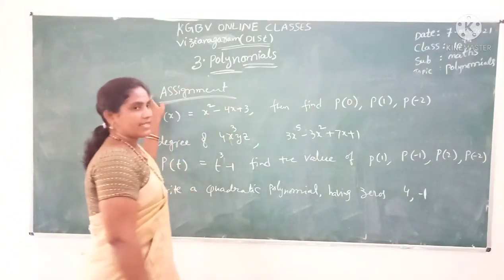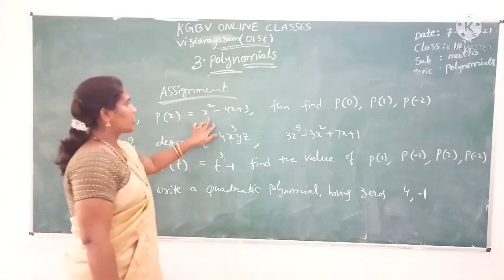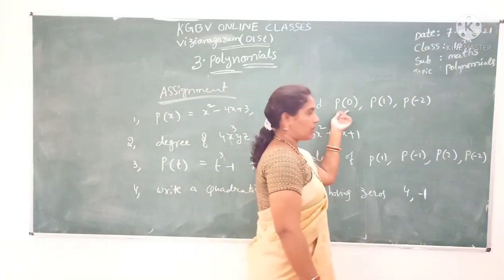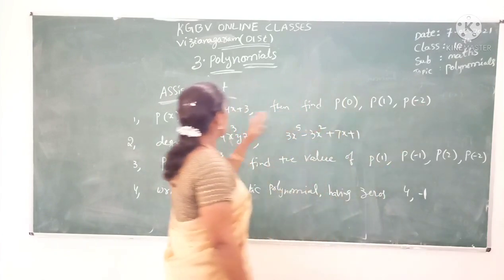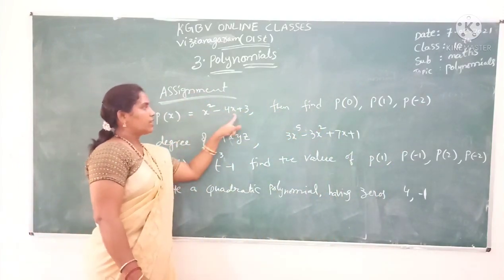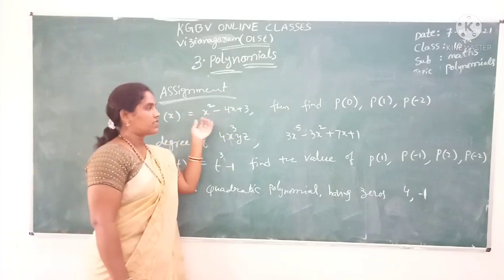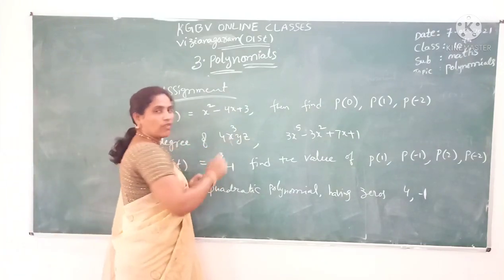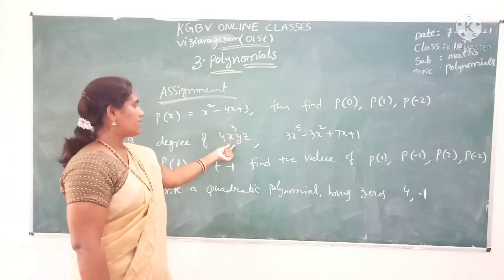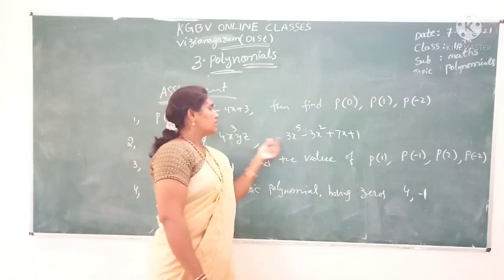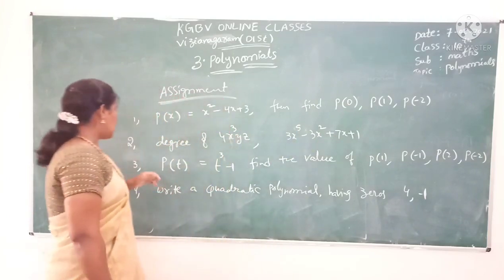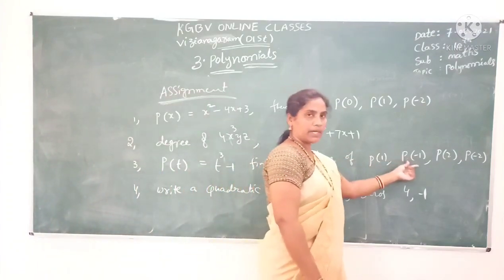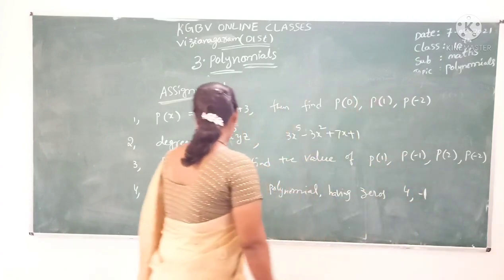Tomorrow we will write an assignment. P of x is equal to x square minus 4x plus 3. This is a polynomial. Then find P of 0, P of 1, P of minus 2. Substitute 0 in the place of variable x. We calculate P of 0, P of 1, P of minus 2. Next one is the degree of 4x cubed yz. This is one term, a monomial. Also find the degree of this polynomial. P of t is equal to t cube minus 1. Find the value of P of 1, P of minus 1, P of 2 and P of minus 2.